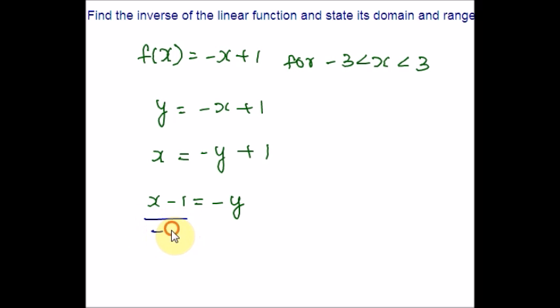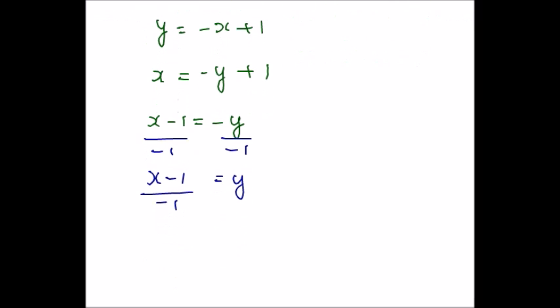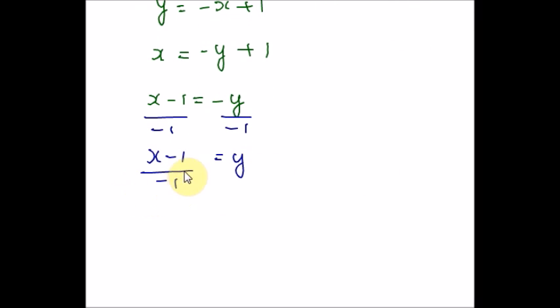So you will get y equals x minus 1 divided by -1. As we generally don't allow a negative denominator, you can just take the negative sign as a common factor outside in the top row. So the signs will get changed. 1 minus x divided by 1 is 1 minus x itself. Okay. Replace y by f inverse of x.